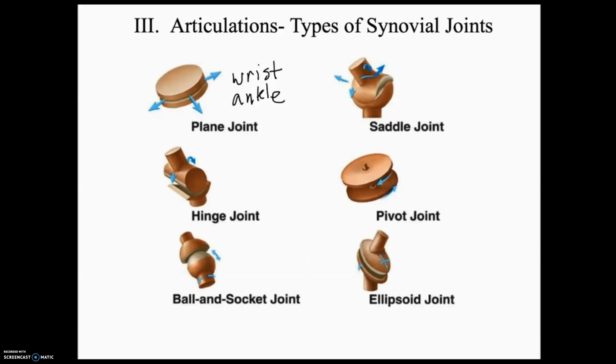The second type of synovial joint is the saddle joint. The saddle joint is rare. The saddle joint is found between the bone that makes up the thumb, the palm of the thumb, and the carpal bone or wrist bone that sits beneath it. The bone of the thumb that makes up the palm is called the first metacarpal. And the wrist bone that it articulates with is called the trapezium.